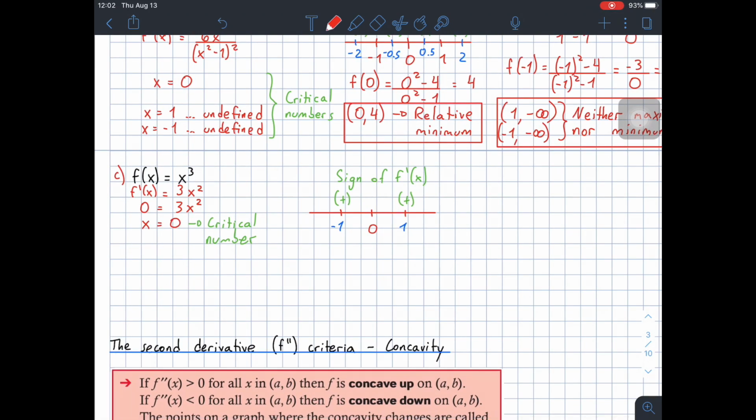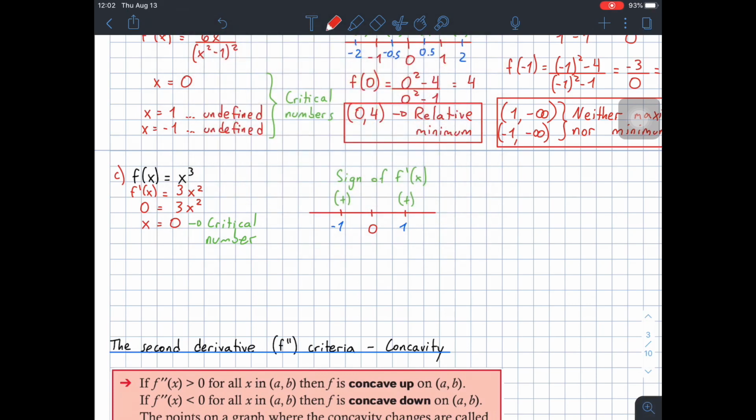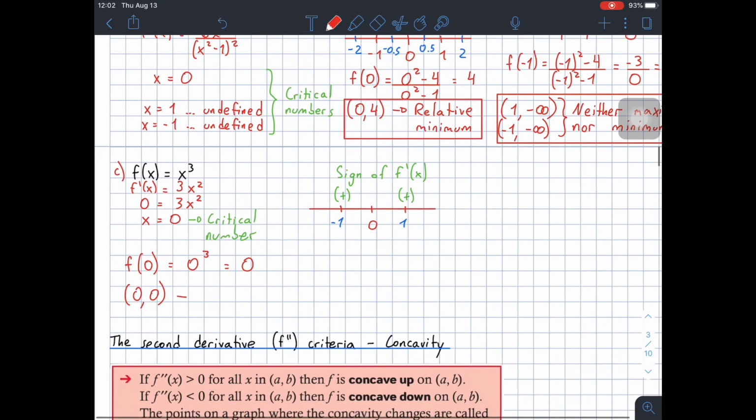Okay? So we're going to find the y-coordinate of this function by plugging f of 0 into the original function. This is 0 cubed. So f of 0 is, again, 0. So the point 0, 0 is, as we said, neither maximum nor minimum.